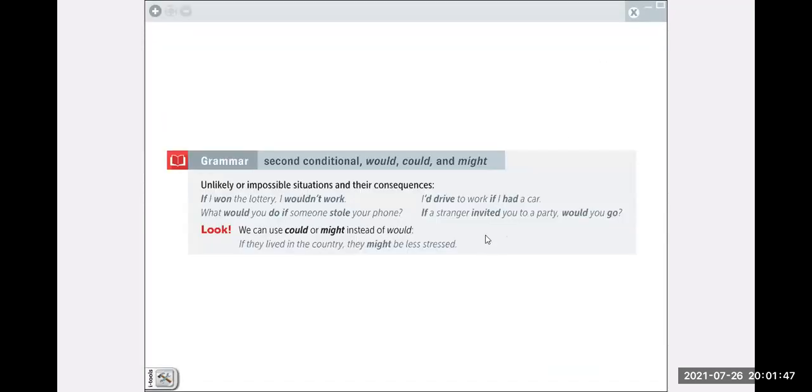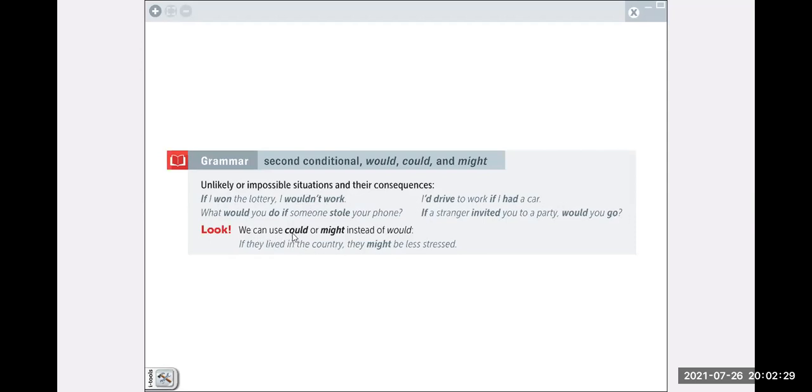Here we have some examples of the second conditional with could, would, and might. It says unlikely or impossible situations and their consequences. Okay. If I won the lottery, I wouldn't work. As you can see, this is an unlikely situation. What would you do if someone stole your phone? Okay. This is another imaginary situation. I'd drive to work if I had a car. This is an imaginary situation too. If a stranger invited you to a party, would you go?